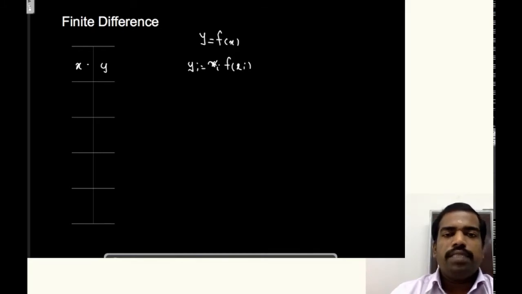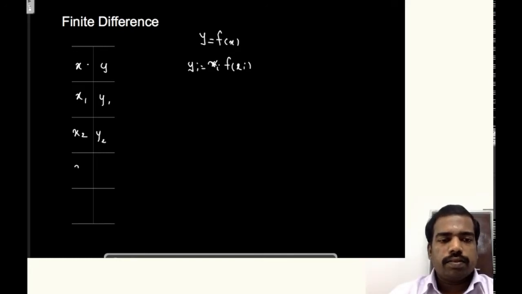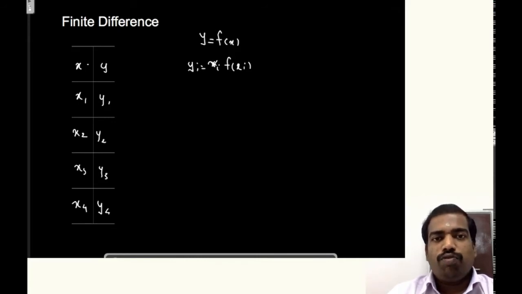Suppose I am constructing a table for each x value. For the first value I am assuming it is x1. So for x1 you have y1. For x2 you have y2. For x3 you have y3. For x4 you have y4, and so on. So here I just considered only 4 values, and these y values are called functional values.